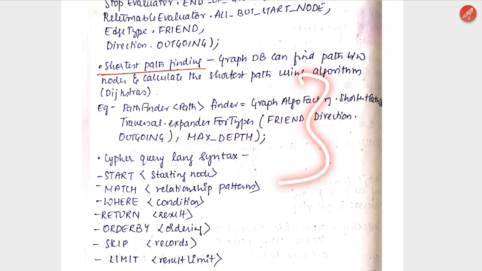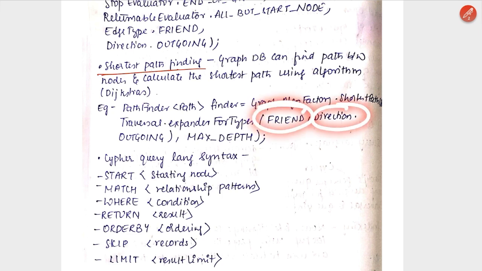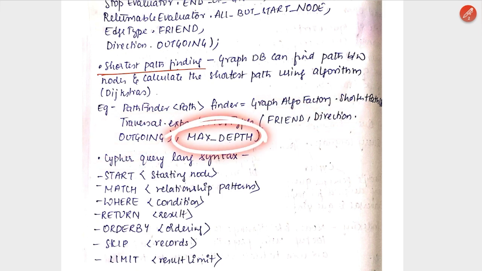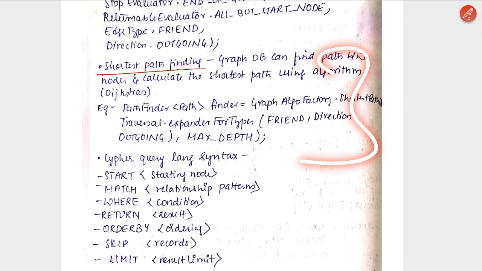So by making use of this, the finder object is configured firstly to find the shortest path between the two nodes, and it only considers paths between the outgoing friends. Friend is here and direction is outgoing, so only outgoing, and the search will stop after finding the specified max depth. So imagine a social media network where nodes are people and friend relationships are represented for showing the friendship. So this setup will find the shortest chain of friendship between two individuals up to a maximum number of hops which can be done.